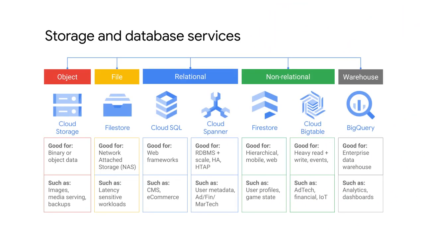This table shows the storage and database services and highlights the storage service type, object, file, relational, non-relational, or data warehouse, what each service is good for, and intended use. BigQuery is also listed on the right. I'm mentioning this service because it sits on the edge between data storage and data processing. You can store data in BigQuery, but the intended use for BigQuery is big data analysis and interactive querying. For this reason, BigQuery is covered later in the course.